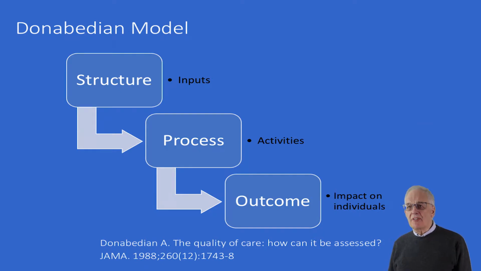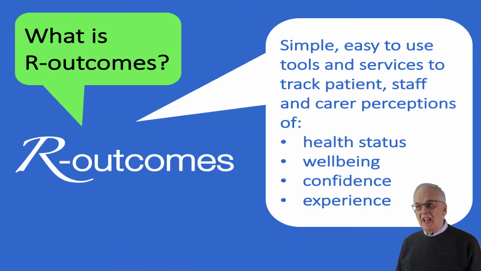When assessing quality of care, the traditional approach is to consider quality of care in terms of structure, which is the inputs into the system, process, which is what we do, and outcomes in terms of the impact on individual patients. Our outcomes has developed a family of simple, easy-to-use tools and services which track patient and staff and carer perceptions of health status, personal well-being, health confidence, and patient experience.